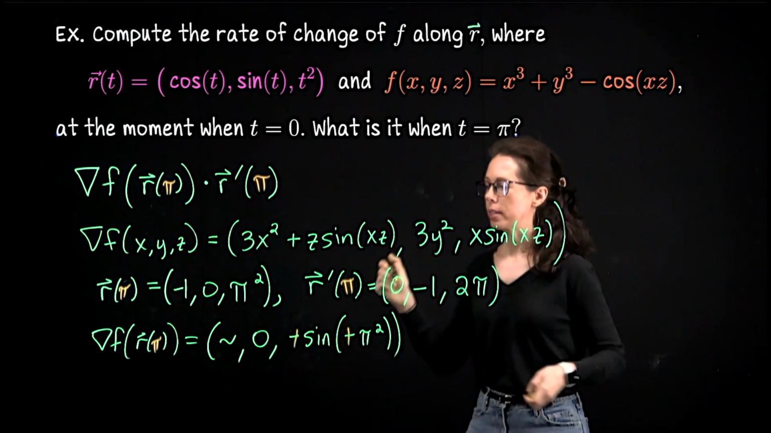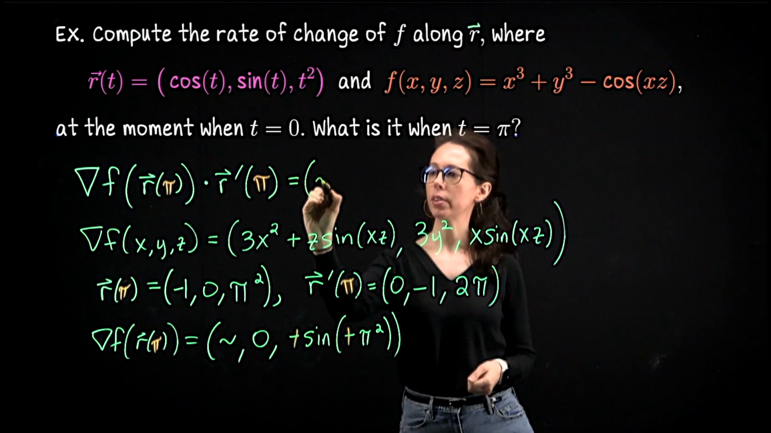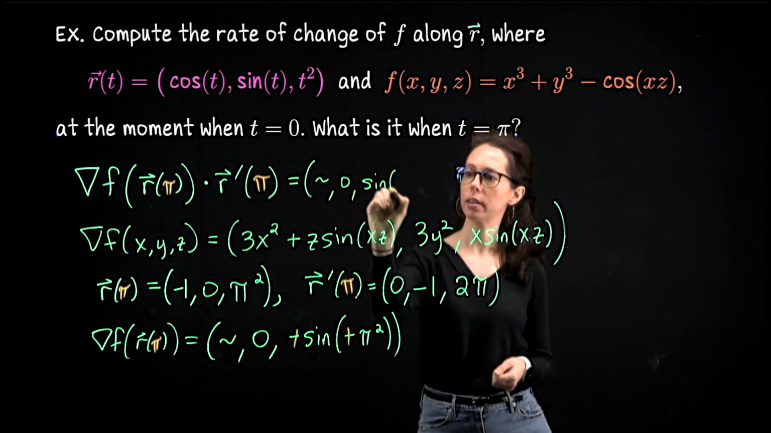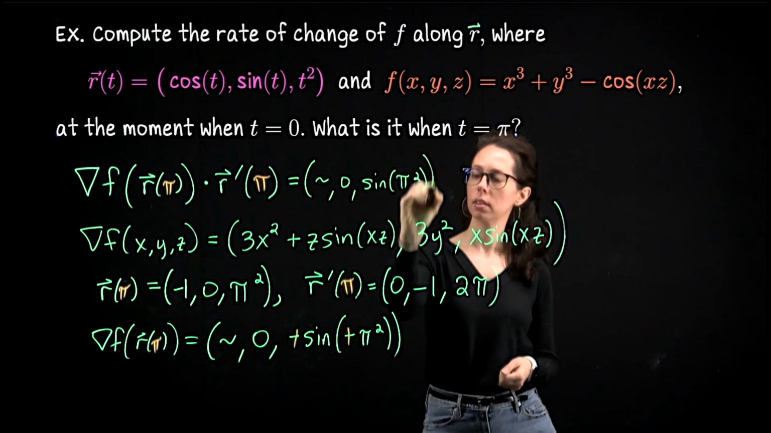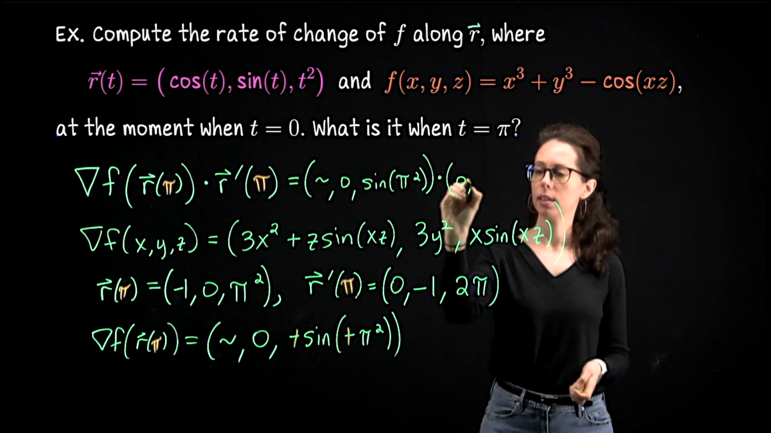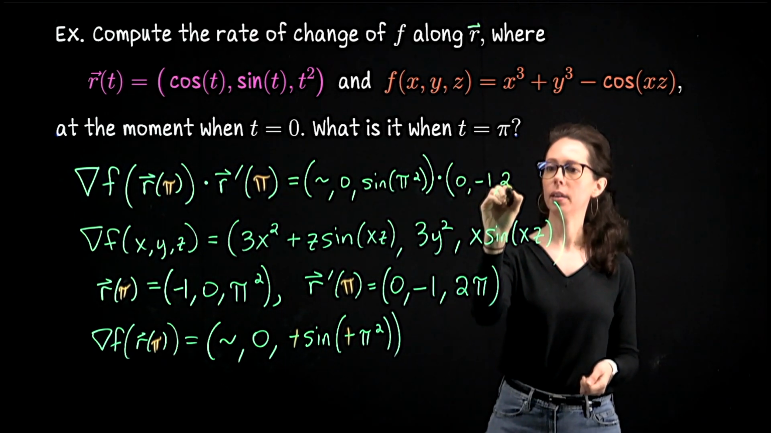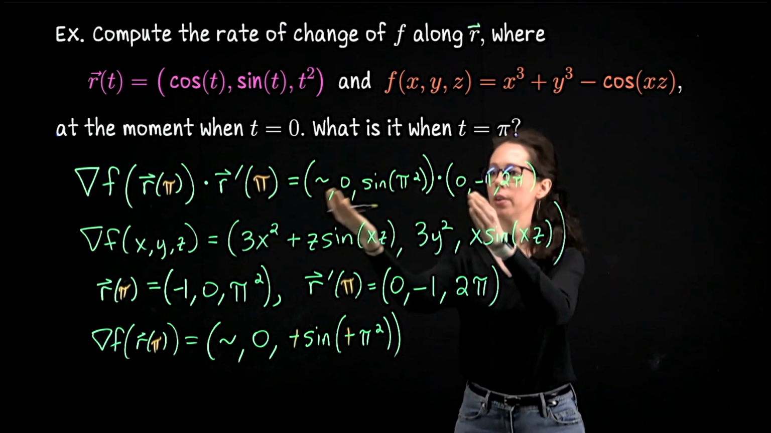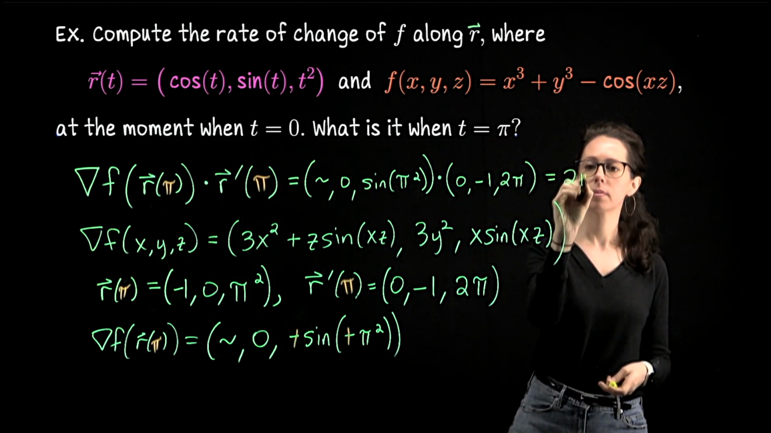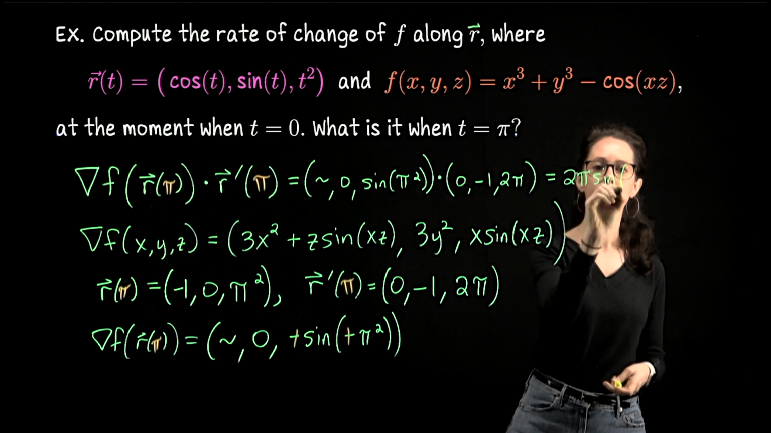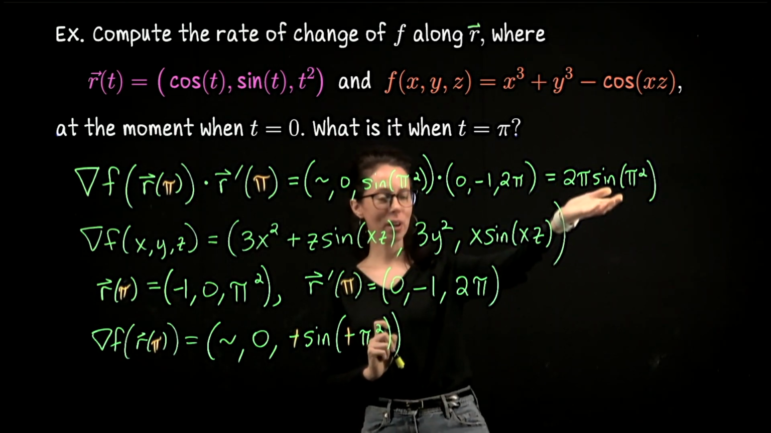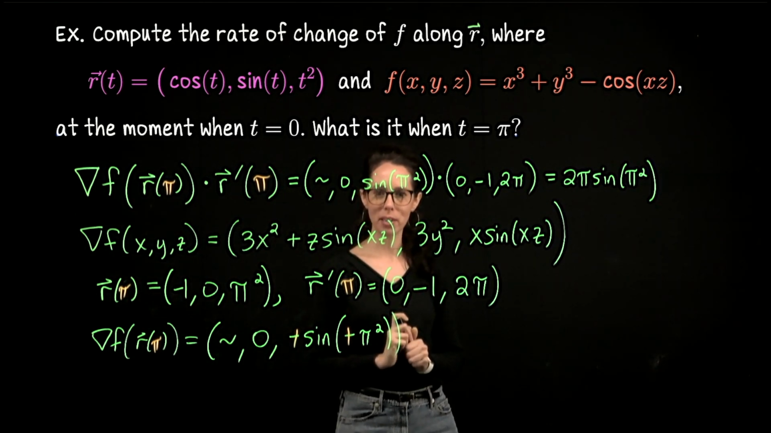Okay, we can do this dot product now. It's whatever that first coordinate was, doesn't really matter. 0, sine of pi squared, dotted with this one, so 0, -1, 2 pi. So we have 0, 0, 2 pi sine of pi squared. Okay, so I hope that you also got to the same rate of change for f at that point.